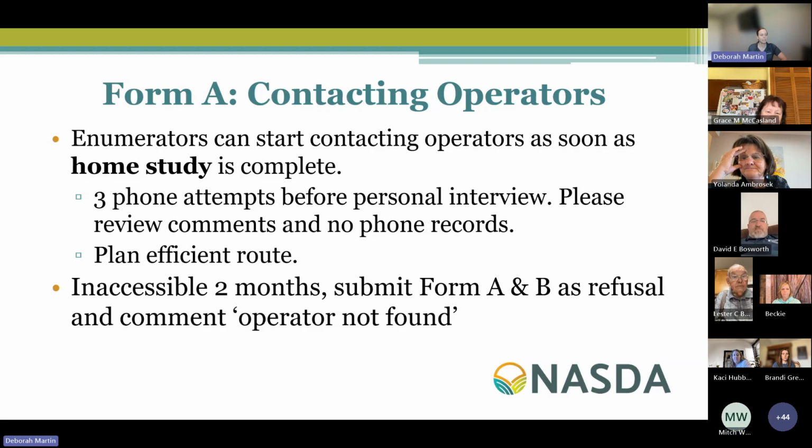The last bullet point here could be different, could be new depending on what area you're in. If an operator is inaccessible after 2 months, you're going to submit both the Form A and B as a refusal with a comment operator not found. The code status has to be refusal because if you mark it as inaccessible, it's just going to keep reappearing. So this is one way we're going to try and manage some of these records. After 2 months, we're going to focus on the operators that we did talk to, and we're going to continue that data collection.